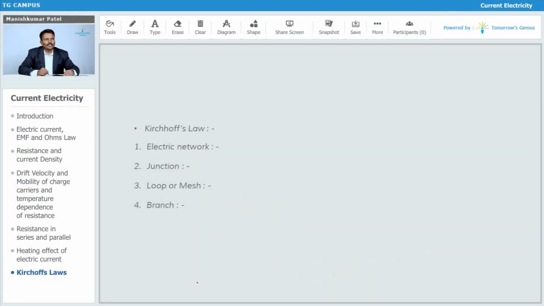So now, what are the Kirchhoff's laws that we will study? There are two: one is Kirchhoff's current law and another is Kirchhoff's voltage law. First of all, let's say what is meant by an electric network. The electric network consists of different components, one of which is resistance, joined together to form the network.